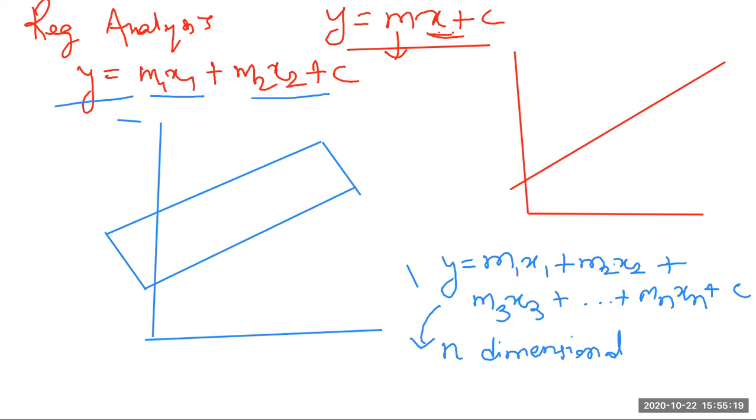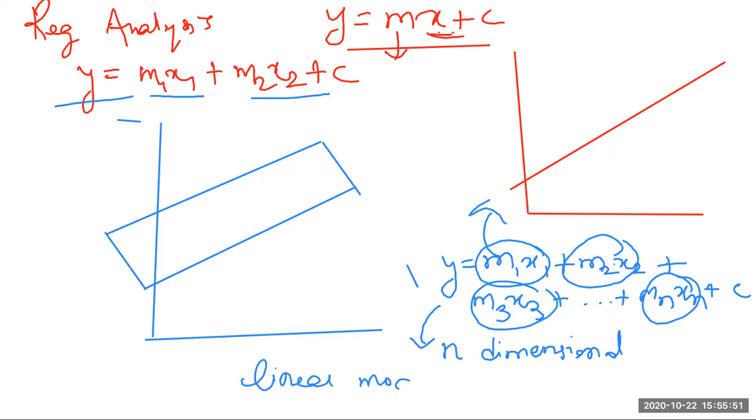Now, what is linearity in this case? Linearity means you are adding terms, and that's why this is called a linear model. M and c are the components with the help of which you are trying to predict, whereas you are adding different terms, and that's why it becomes a linear model.